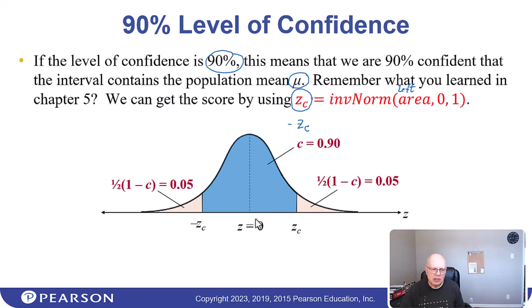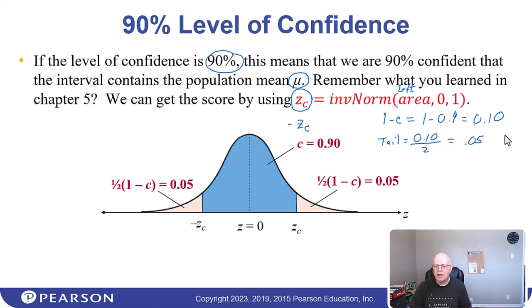To get how much is in each one of those tails, you take the c, subtract it from 1. In this case, it's 1 minus 0.9 or 0.10. But that's both tails put together. For each tail, we'll have to take half of that. So we'll have 0.10, which is in both tails put together. Divide that by 2, and each tail will have 0.05 area. No units on that, by the way. And there's a good picture.